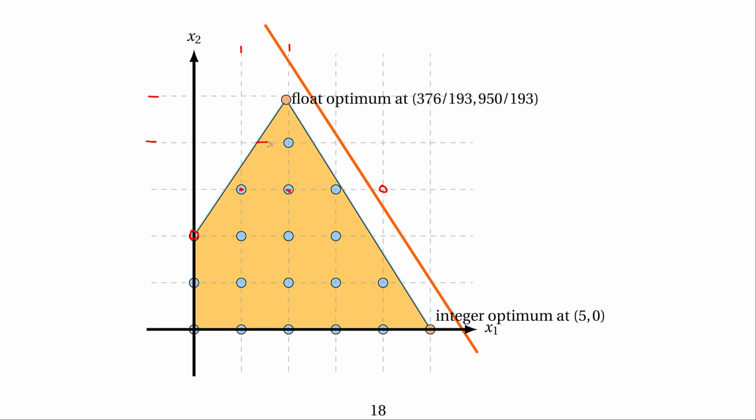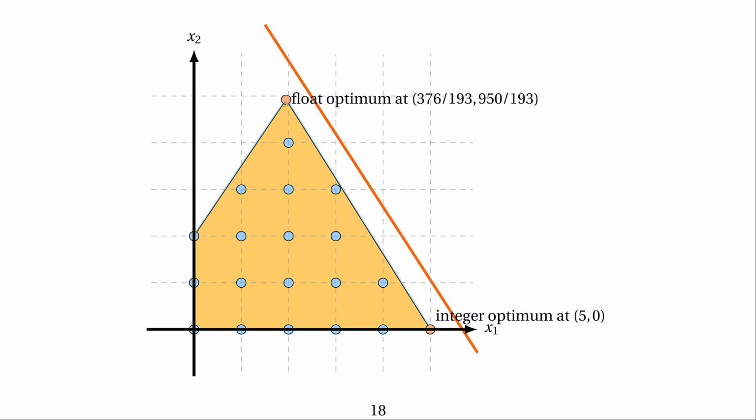So we could add a constraint here that eliminates this part here. And that would also be a valid formulation, and in fact it would be better because it's a tighter fit.